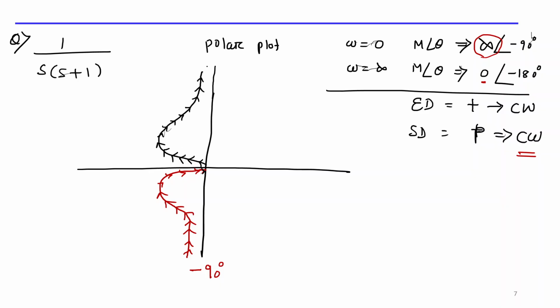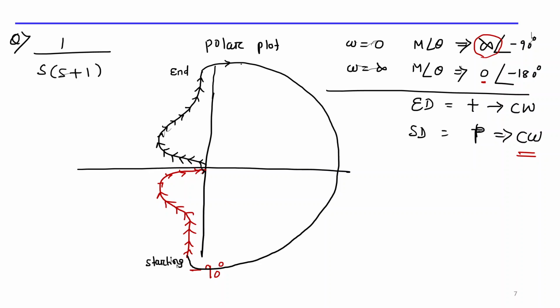Clockwise means from where your mirror image ends. The mirror image is ending at this point. This is the ending of the mirror image, and this is the starting of the original polar plot. So from where you end, from that point you have to draw an infinite radius half circle, and you have to end where you already started. So this is the direction, the clockwise direction. So this is your Nyquist plot for the question.